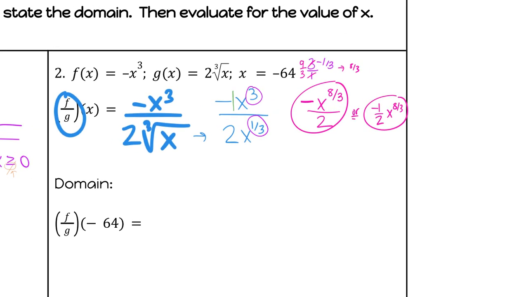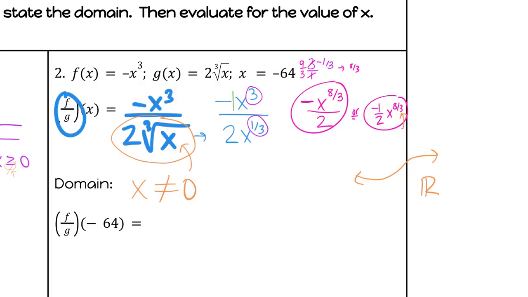Let's see what we have here. We have a cubed root, and remember that cubed root typically has a domain of all real numbers. However, we want to look at our denominator here. I cannot have a 0 in there. So that means that x can be anything except for 0. So for this domain, we're going to say x cannot equal 0, which implies that it could be anything else. It just can't be 0.